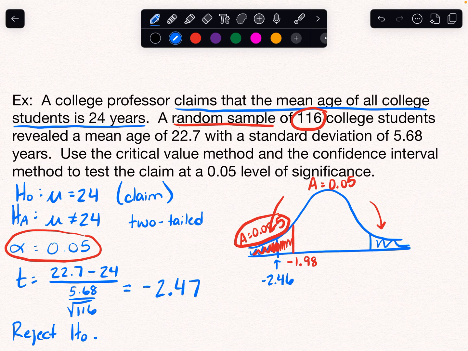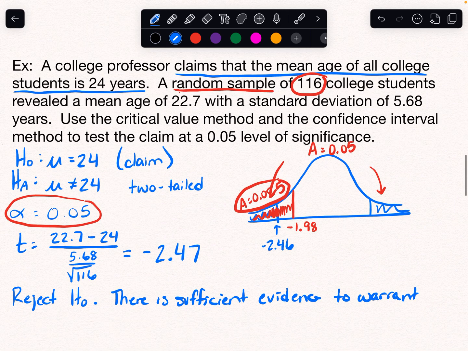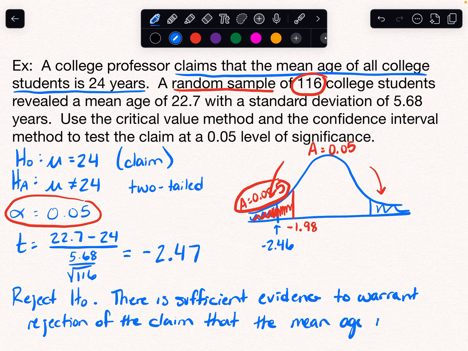So if we make our conclusion, we had equality with our claim, we rejected. So we will write down, there is sufficient evidence to warrant rejection of the claim that the mean age is 24 years. I thought that sounded weird anyway, so definitely reject that. All right, let's do the confidence interval method.